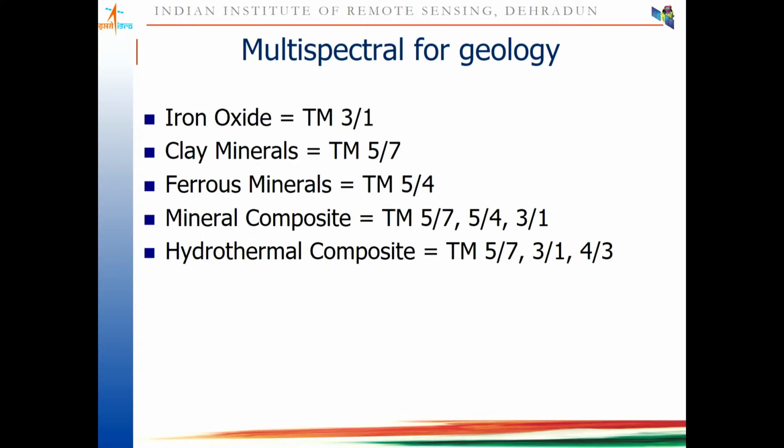These are certain ratios that we can also identify with the help of multispectral data, like iron oxide, for TM. This is for the Landsat TM data set. So don't just go blindly by band number 3 by 1. The equivalent wavelength of another satellite, maybe ASTER or maybe OLI, has to be searched and then the ratio made. Clay minerals 5 by 7, ferrous and all, like this. These are the different ratios.